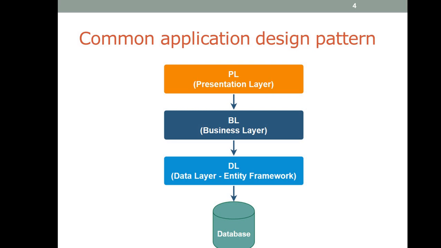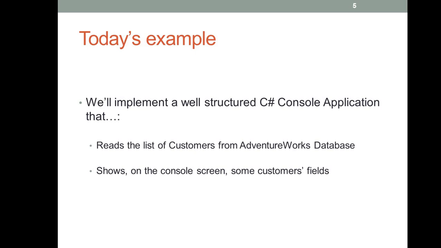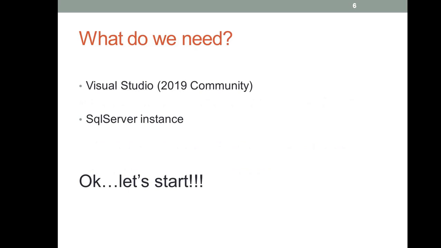Our application will be structured in 4 main layers. The presentation layer, that is the layer that interacts with the user, so it will be our console application. The business layer, that is the layer containing all the business logic and the domain classes of our application, and the data layer, that is the Entity Framework layer. We will implement a console application that will read a list of customers from the AdventureWorks database using Entity Framework, and will show some customers' data on the console screen.